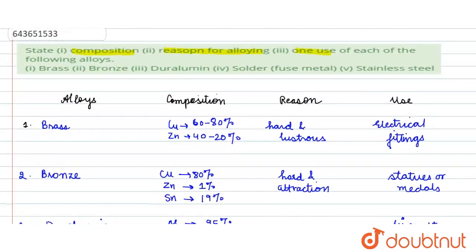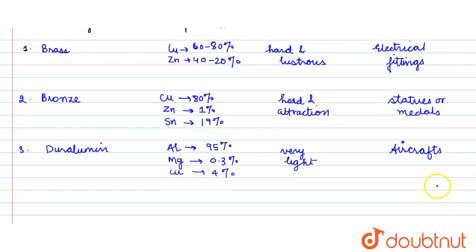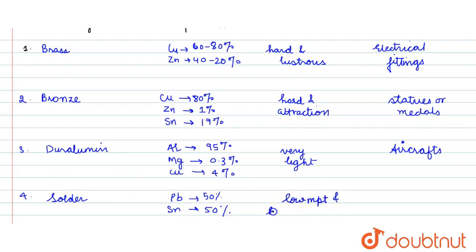So our fourth alloy is solder, which is also a fusible alloy. It is made up of lead and tin, that is 50% of lead and 50% of tin. Solder generally has a low melting point, and due to this behavior and high tensile strength, they form a good alloy. They are generally used for welding purposes.